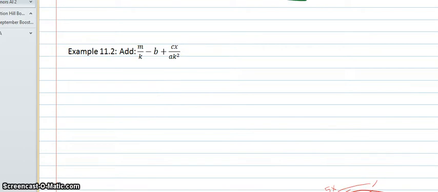Alright, the second example, we're adding m over k minus b plus cx over ak squared. Alright, again, we start by finding the common denominator. So we need an a, because this one has an a, and then we're going to use the k squared. So there's three terms, they each need to have a k squared in their denominator. Okay, and then it's a minus.